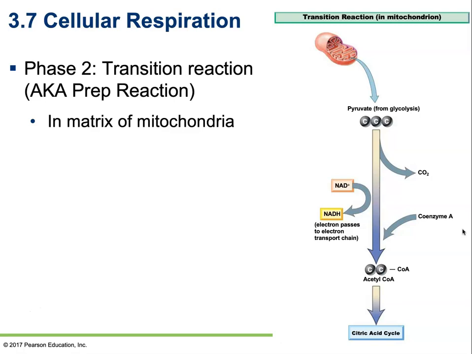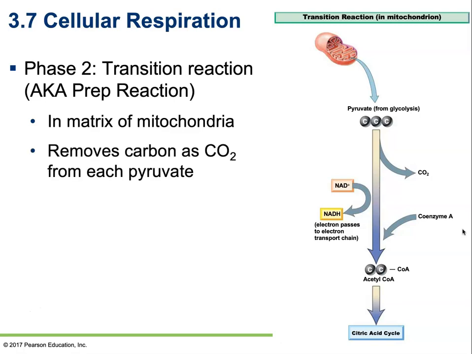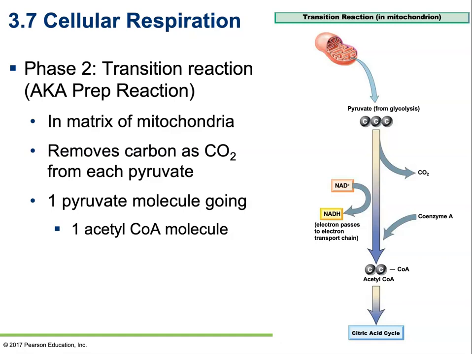In this stage, we're going to be removing carbon in the form of carbon dioxide from each pyruvate. So we're going to be turning this 3-carbon molecule into a 2-carbon molecule called acetyl-CoA. In this step, we're going to be giving off carbon dioxide. One pyruvate molecule going in is going to produce 1 acetyl-CoA molecule and 1 NADH molecule. No ATP is formed in this stage, which is why it's called a prep reaction or a transition reaction, because we're not actually producing ATP.